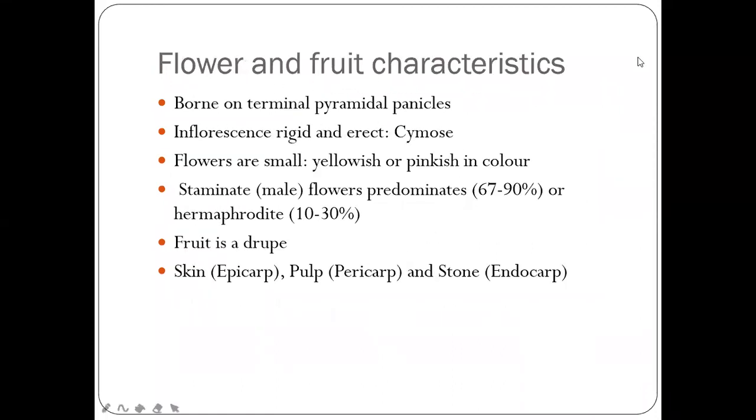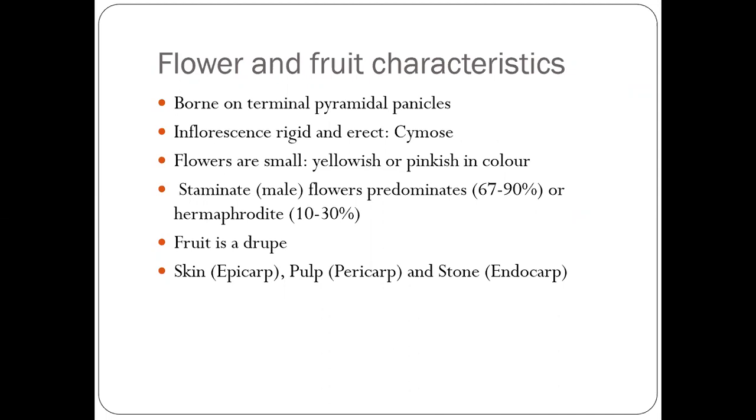Now, flower and fruit characteristics. Flowers are borne on the terminal panicles, so flowers are borne on the tree terminally in the form of panicles, and the inflorescence is known as thyrsus, which is very rigid and erect.